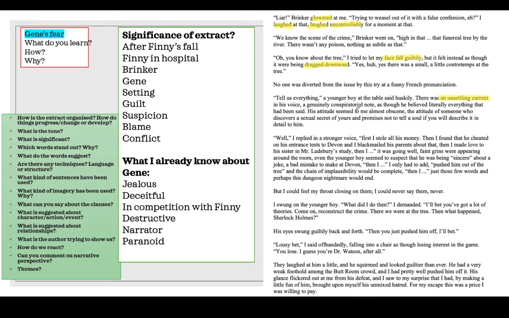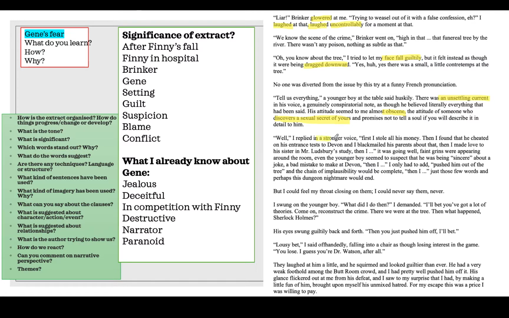And then we have, "his attitude seemed to me almost obscene." It's quite a strong word to describe the way that this boy is behaving. "The attitude of someone who discovers a sexual secret of yours and promises not to tell a soul." So we already know that Gene is hiding something, and it's interesting that he links it to a sexual secret being discovered when his secret is that he jounced the limb, which is why Finney fell.